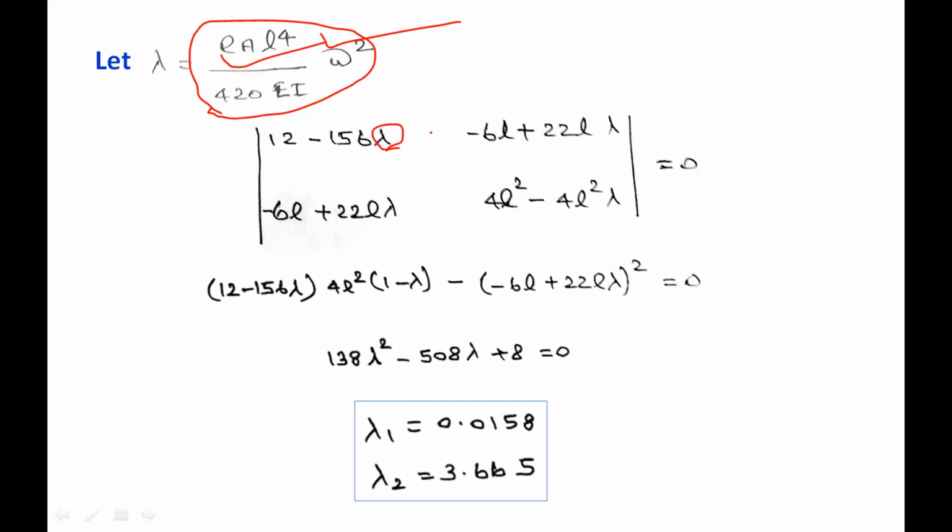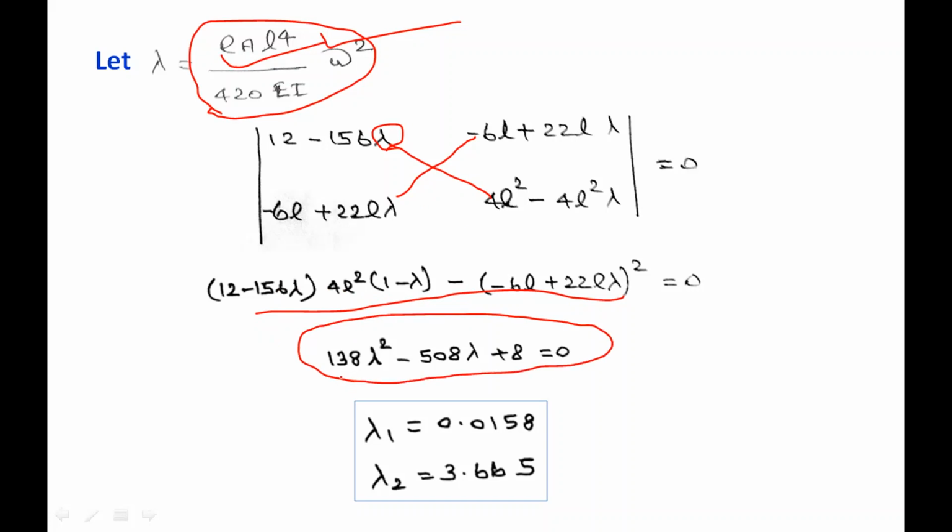Then this is a 2 by 2 matrix, so we take its determinant. You have to multiply the major diagonal, then subtract the minor diagonal. So this is the process. After simplifying this equation, finally we will end up with a quadratic equation in terms of lambda: 138 lambda square minus 508 lambda plus 8 equals 0. If you expand this and rearrange all the terms, you will get this quadratic equation.